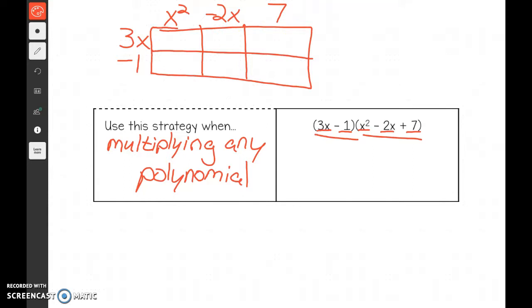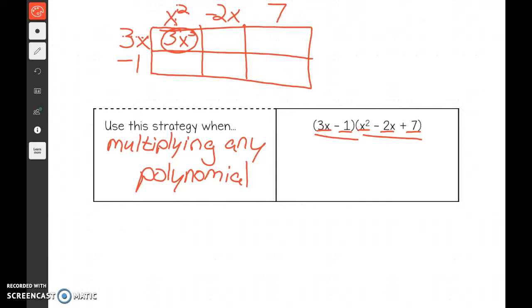Now, once we have this laid out, it's really just multiplying the cross sections. In other words, we're going to multiply where these two numbers cross. So if we were to look at 3x and x squared, they are going to cross in this first box. So what we want to do is come up with an answer when we multiply those two things together. So let's start by multiplying the coefficients. What's 3 times 1? 3. What's x times x squared? X cubed. Remember, we always add the exponents. So we have 3x cubed.